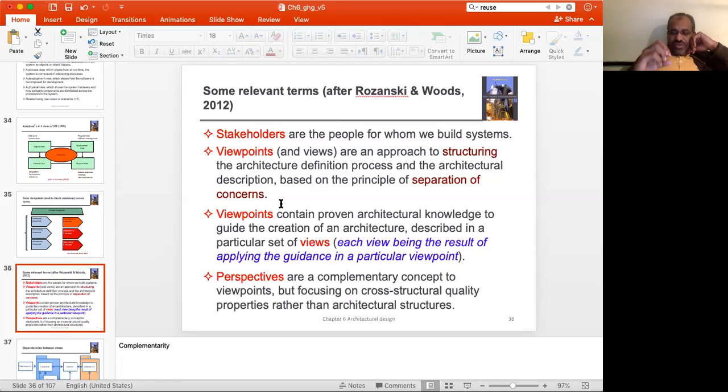Yeah, so the view is the actual physical instantiation of the viewpoint. So it's a result of applying the perspective or the interest expressed in the viewpoint because we think it's important.